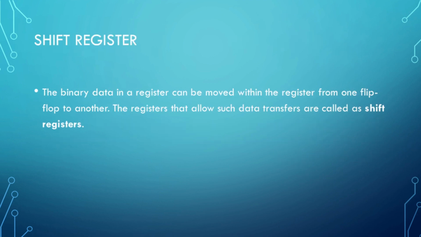Next one is the shift register. What is meant by a shift register? If you want to move data from one flip-flop to another flip-flop in the same digital circuit, the register that allows this data transfer is known as a shift register. With the help of the shift register, we can transfer the data from one flip-flop to another flip-flop.